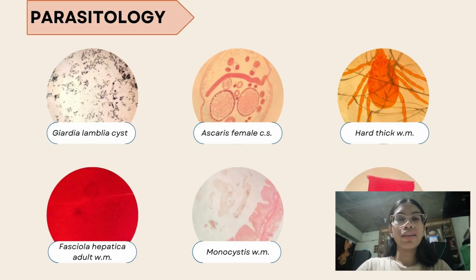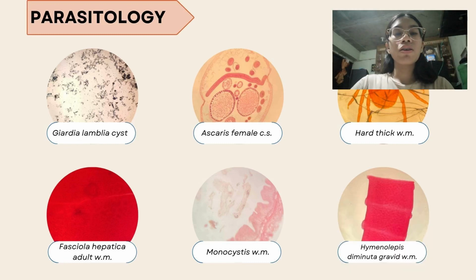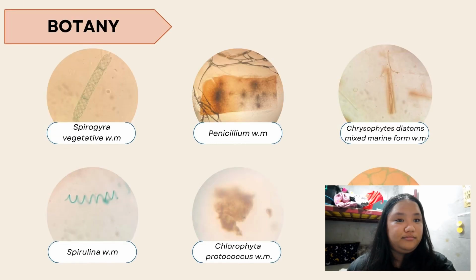So for the parasites, the first one is the Giardia lamblia, a parasite stage that causes giardiasis, a protozoal infection. The Ascaris female, or adult form of the roundworm parasite. The Fasciola hepatica, a liver-infecting flatworm. A Monocystis, an earthworm parasite protozoa. The Hymenolepis diminuta gravid, a tapeworm egg carrier.